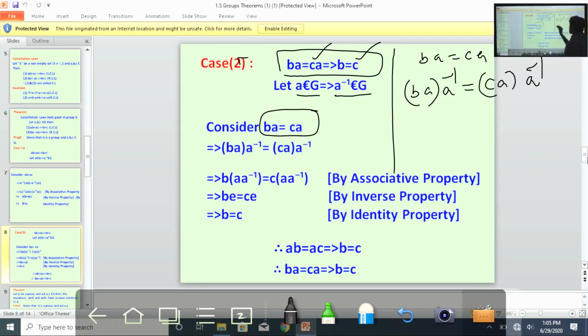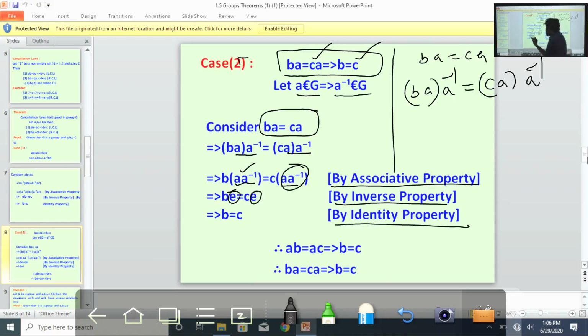By using associative property, change brackets. So write A inverse in one bracket. Similarly, by using inverse property, what is A into A inverse? E. Again by identity property, what is B into E? B. What is C into E? C. Therefore, from case 1 and case 2, we observe AB equal to AC, then B equal to C. BA equal to CA, then B equal to C. These are the cancellation properties.